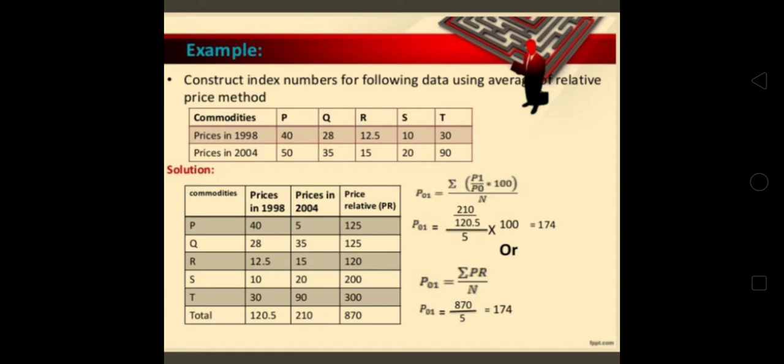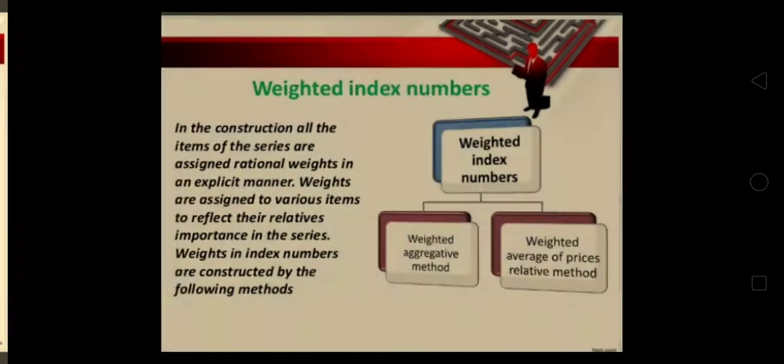Okay, 174, or you can apply the second formula, where PR is required. When you apply the second method, then you have the requirement of PR, otherwise if you are not going through this formula, you can apply it only in two columns.